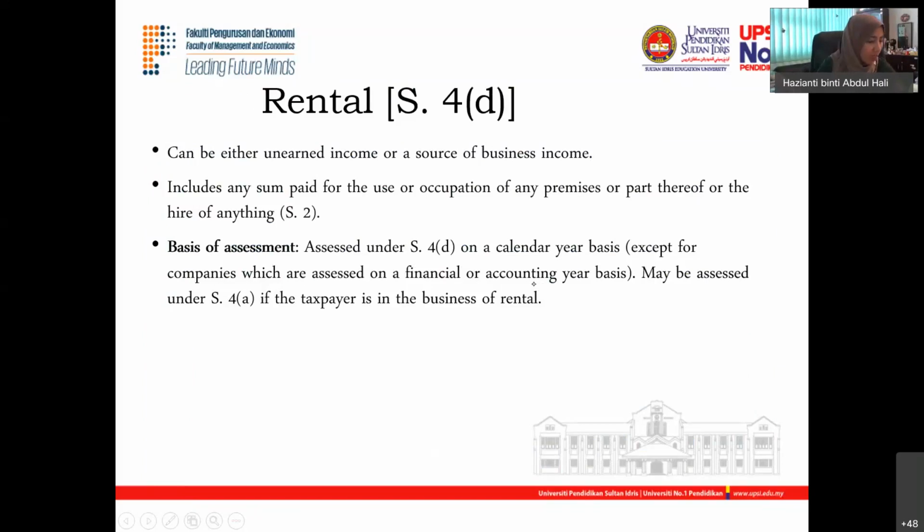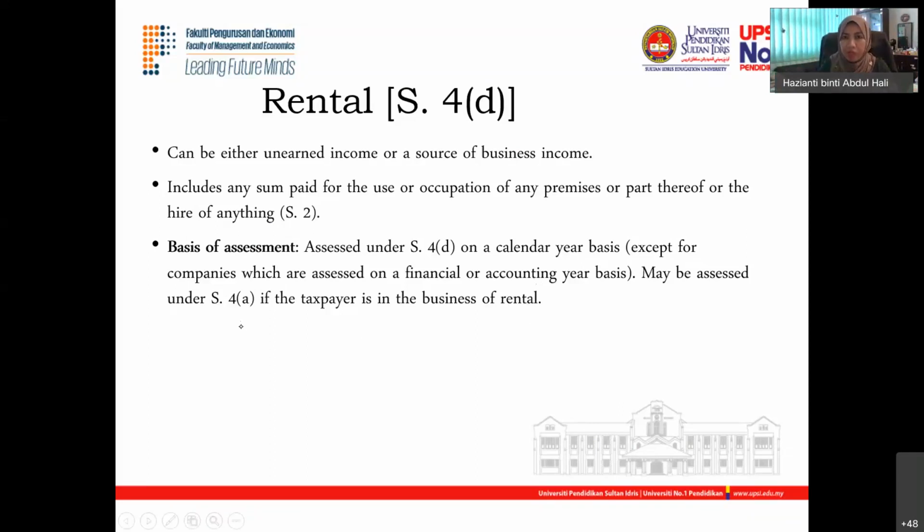Alright, and one thing about rental income, here we are talking about rental income per se, the income that you get from rental as an individual. Alright, this is rental income, section 4D. It can also be assessed under section 4A if the taxpayer is in the business of rental. Let's say I have 10 buildings, I rent them out. That is not my rental income anymore. That would be my business income because my business is renting buildings. I have more than 4 buildings, for example. That will not be assessed under section 4D. That will be assessed under section 4A.